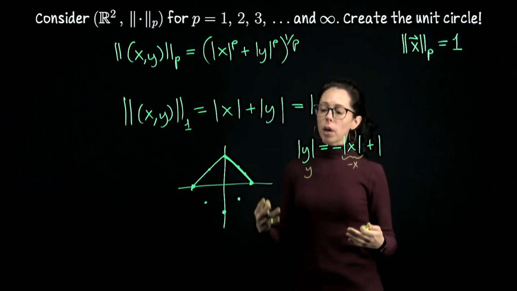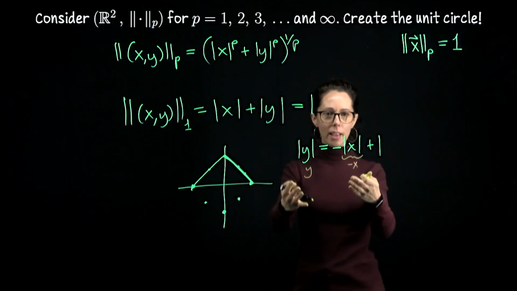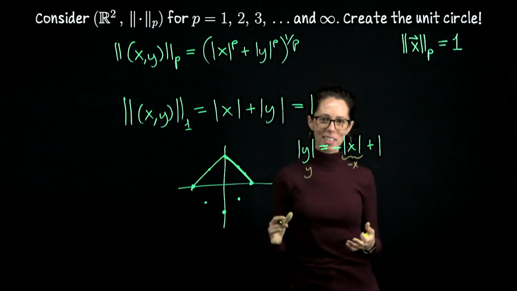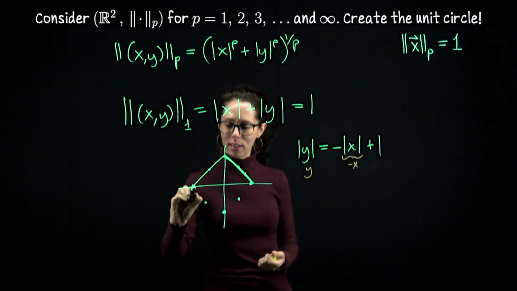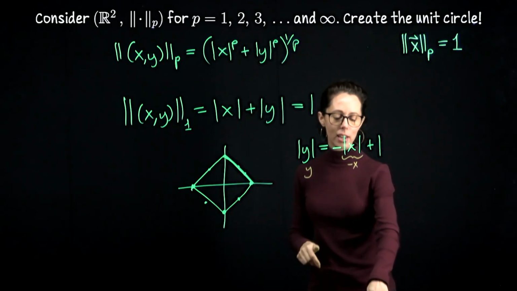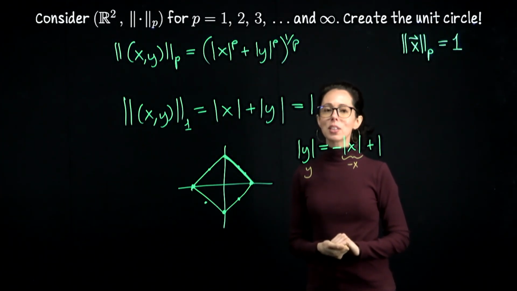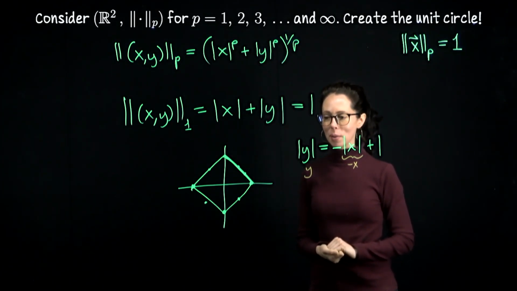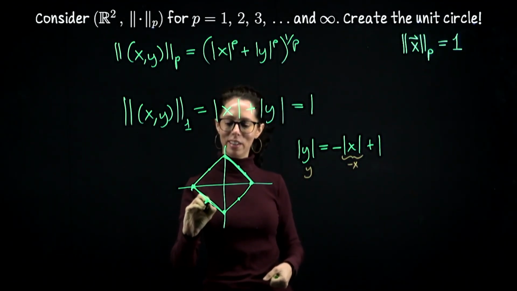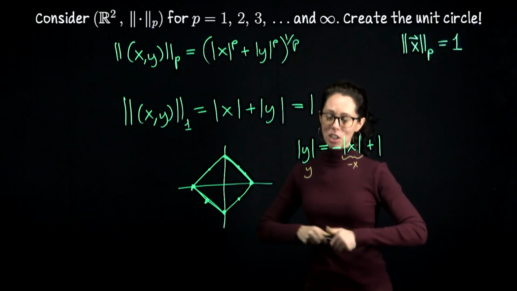And we could keep going with the third and fourth quadrant, similar analysis of these absolute values, depending on the signs of x and y, or we could just realize, hey, this is going to be rotationally symmetric in the third and fourth quadrants. Okay, so there is our diamond-shaped unit circle with the taxicab norm. All right, so it is a diamond shape.